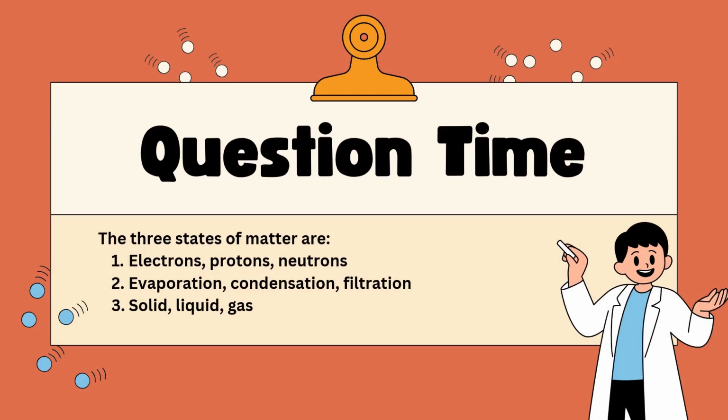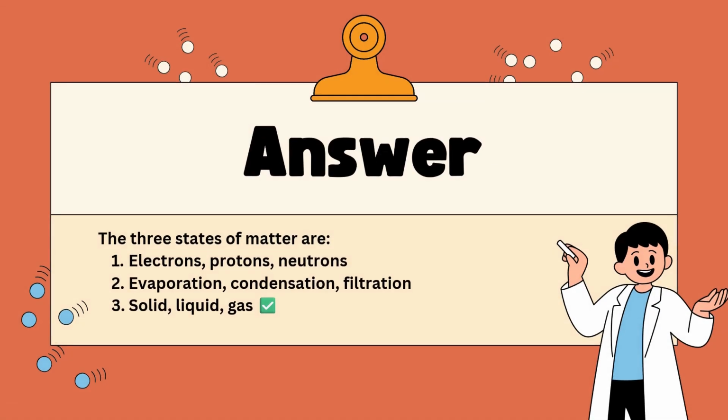There's a question time for you. The three states of matter are: electrons, protons, neutrons; evaporation, condensation, filtration; or solid, liquid, gas. Pause the video, think, and then check your answer. If you answered solid, liquid, gas, you're correct. Well done.